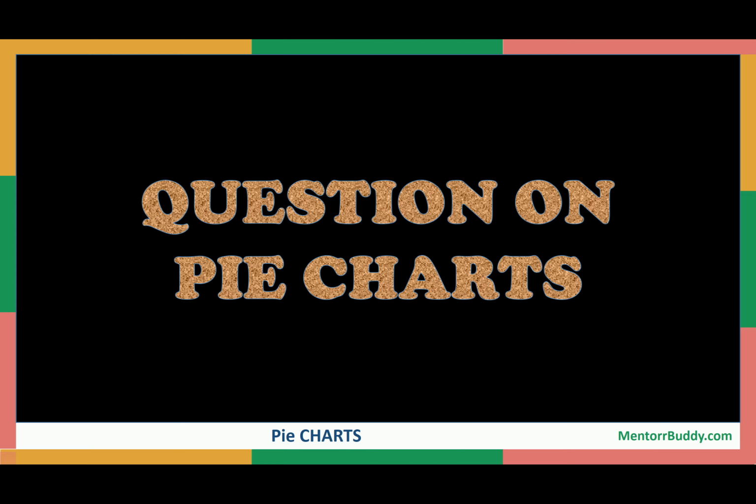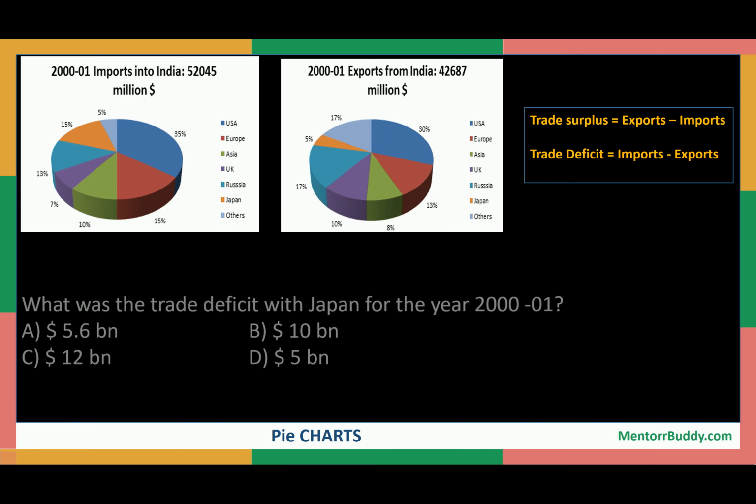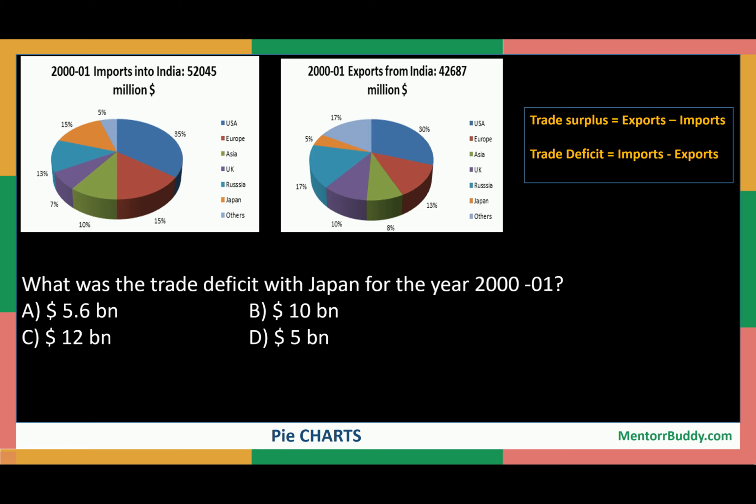Here we are discussing a question based on pie charts. So let's quickly see a question. Okay, so here you can see two pie charts have been given. One is showing imports to India in year 2000-2001, right? And the other is showing exports from India in 2000-2001, and both the values have been given in $1,000,000, right?